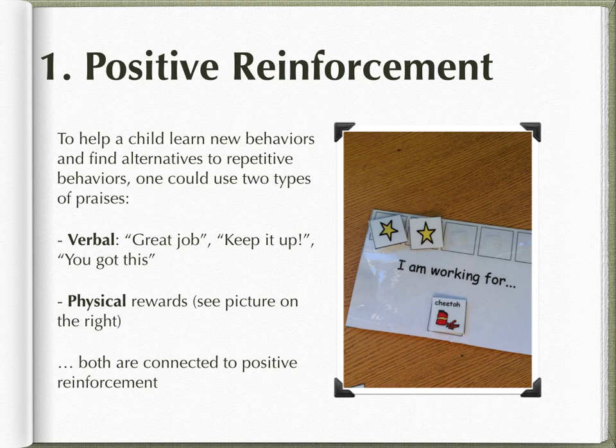So the child will pick a goal to work for, which he will put at the bottom box. And every time there's a good behavior or a good answer to a problem, a star will be awarded. Once all the stars are gained, the child will be able to get what he's working for. This is what positive reinforcement is.